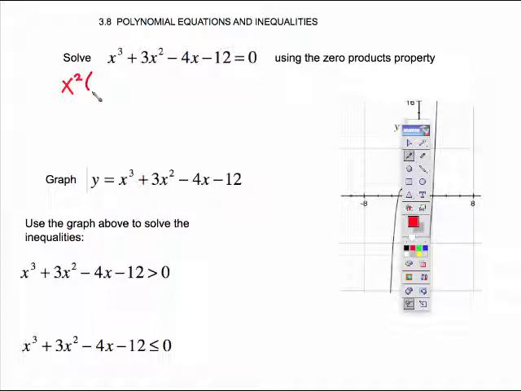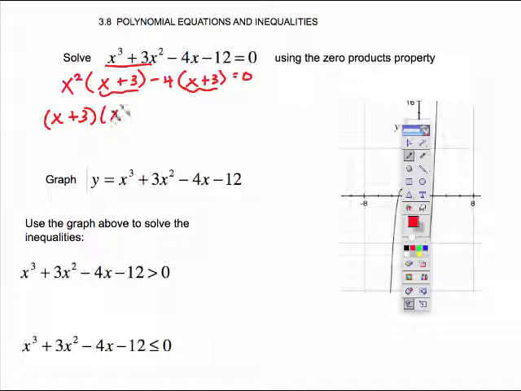I can take an x squared out of the first two terms, leaving x plus 3 behind, minus 4, which is the GCF. And when you divide these last two terms by negative 4, you get x plus 3 in the parentheses. And you know for factoring by grouping to continue, what's in the parentheses must match, and it does. I always bring it out front. And what goes in the other parentheses is x squared minus 4 equals 0.